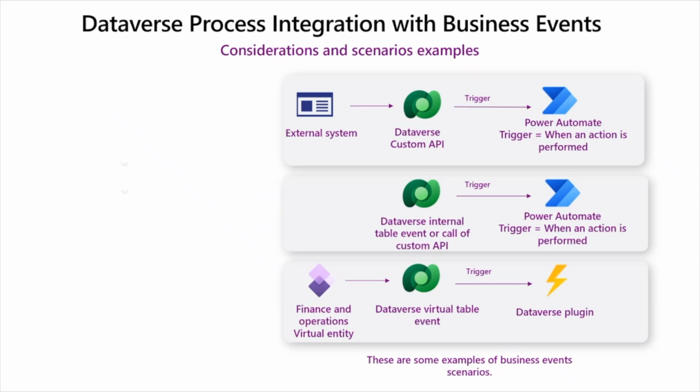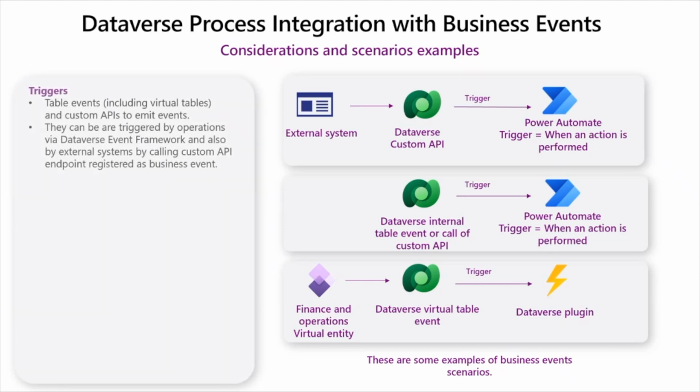Imagine a plugin on a virtual table with data source F&O executed when a record is created in F&O. The F&O events catalog is available for linked Dataverse and F&O environments. Some considerations for when you decide to use business events. As we said, the triggers can be table events or custom APIs, and they need to have a catalog assignment.